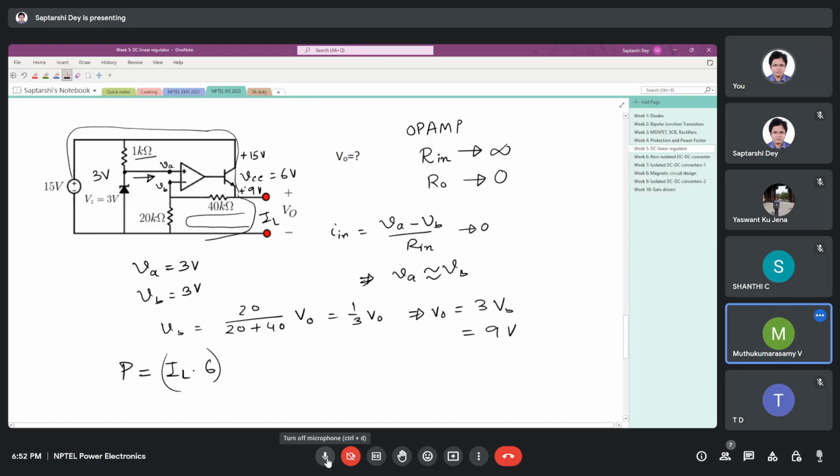Sir, here since both the inputs of the op amp, VB and the reference, are at the same potential, the output of the op amp will be low. No, sir, I think you are getting confused with the comparator circuit. This is not a comparator circuit. You have a feedback here. It is not operating at open loop.